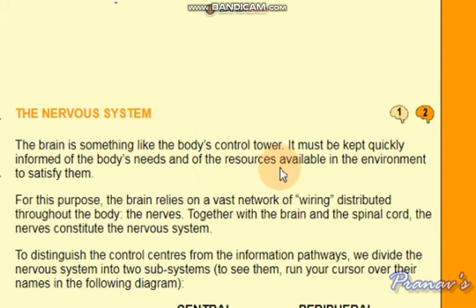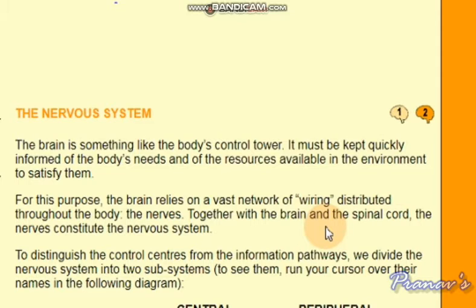Then we have the nervous system. The brain is something like the body's control tower. It must be kept quickly informed of the body's needs and of the resources available in the environment to satisfy them. For this purpose, the brain relies on a vast network of wiring distributed throughout the body, the nerves. Together with the brain and the spinal cord, the nerves constitute the nervous system.